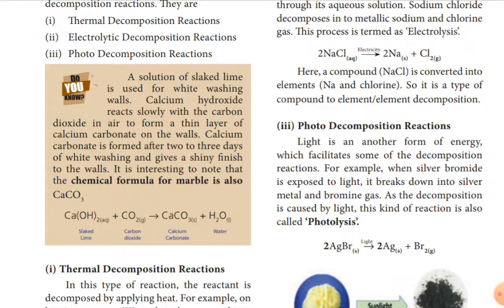So calcium carbonate exists in 2 or 3 forms, like marble, chalk, and also limestone. Limestone is calcium carbonate, chalk is calcium carbonate, marble is calcium carbonate. So, different forms. During whitewashing, the painter dissolves calcium oxide in water, and during this dilution, heat energy is evolved.